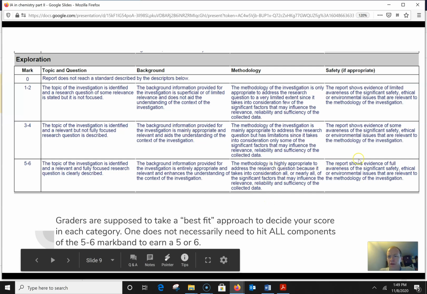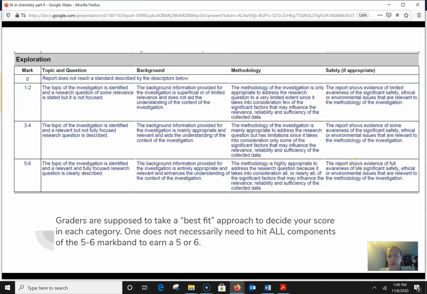Maybe I thought the methodology and safety were both 5s. So maybe I think, well, overall, really, it still is a 4. And it's just the best fit in terms of what band you fit in. You don't necessarily need to be perfect to get a 5 or a 6. So you don't necessarily need to completely nail all of these to get a 5 or a 6.